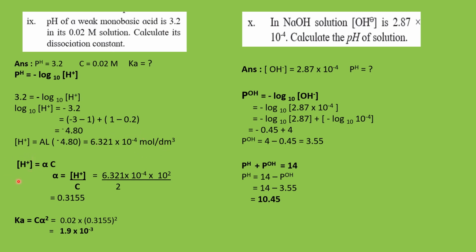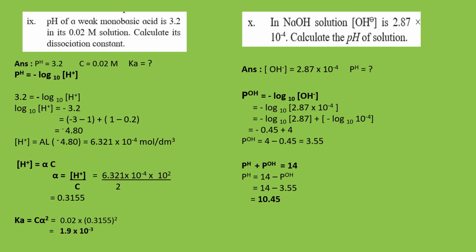Now we know the molar concentration of H plus is equal to alpha into C. For a weak acid, the molar concentration of H plus ions is equal to alpha into C. Or alpha, the degree of dissociation, is equal to the molar concentration of H plus upon C. So substituting the value of the molar concentration of H plus, 6.321 into 10 raised to minus 4, upon the concentration 0.02, which can be written as 2 into 10 raised to minus 2. 10 raised to minus 2 is taken to the numerator, which can be written as 10 raised to plus 2. On calculation, we get the degree of dissociation alpha equal to 0.3155.